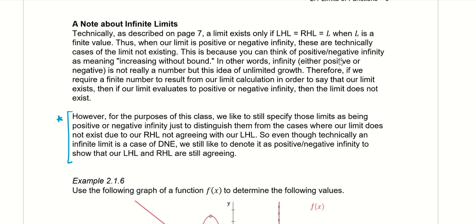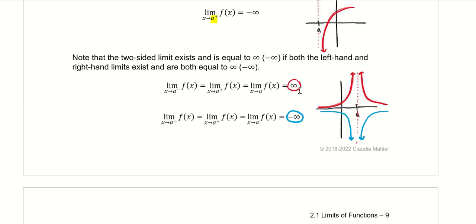So even though technically an infinite limit is a case of does not exist, we still like to denote it as being either just positive or negative infinity to show that our left and right hand limits are still agreeing. So we can say the limit is infinity or negative infinity. We are not writing these as DNE just for this class, just to be consistent. So technically these are DNEs, but for the purposes of this class, if you have an infinite limit, write it as either positive or negative infinity, whichever one, of course, is appropriate for the case.